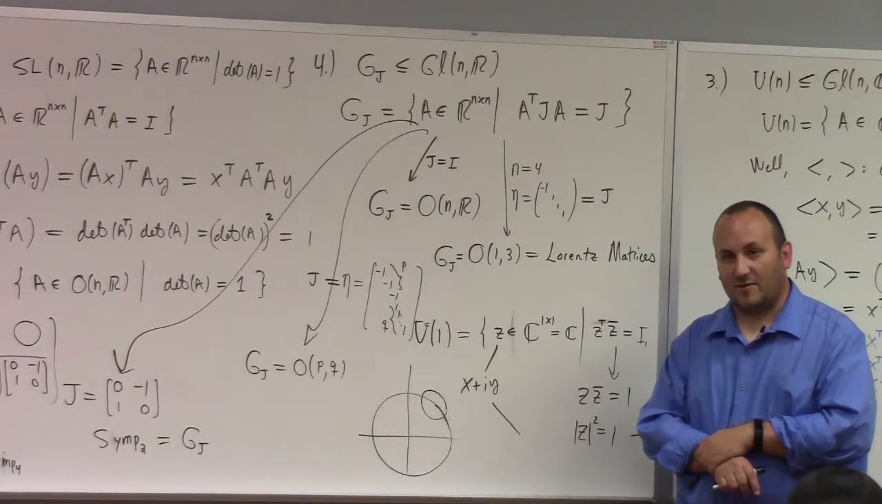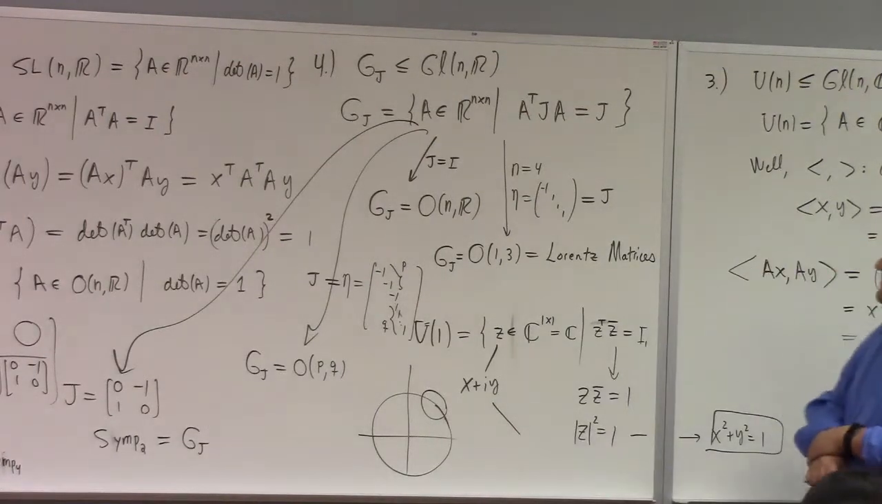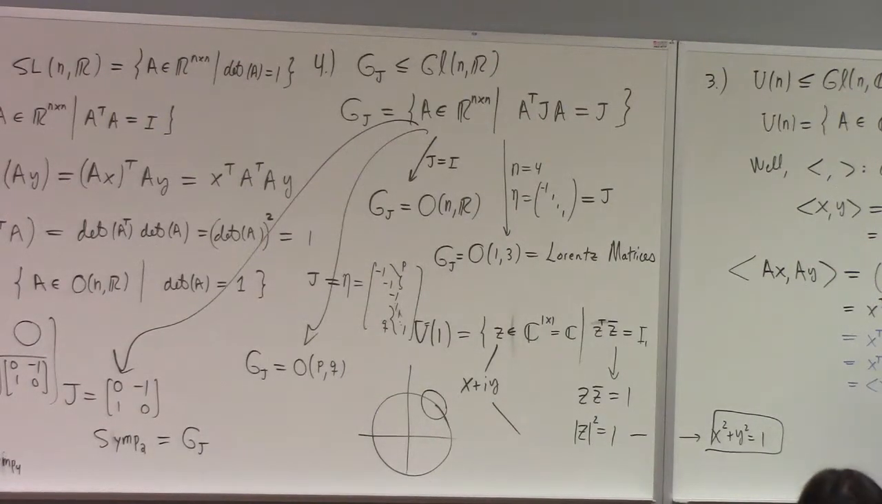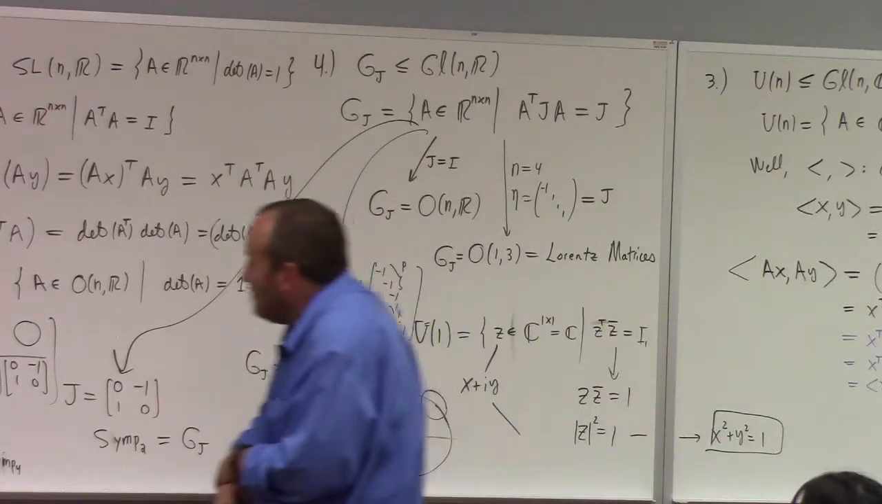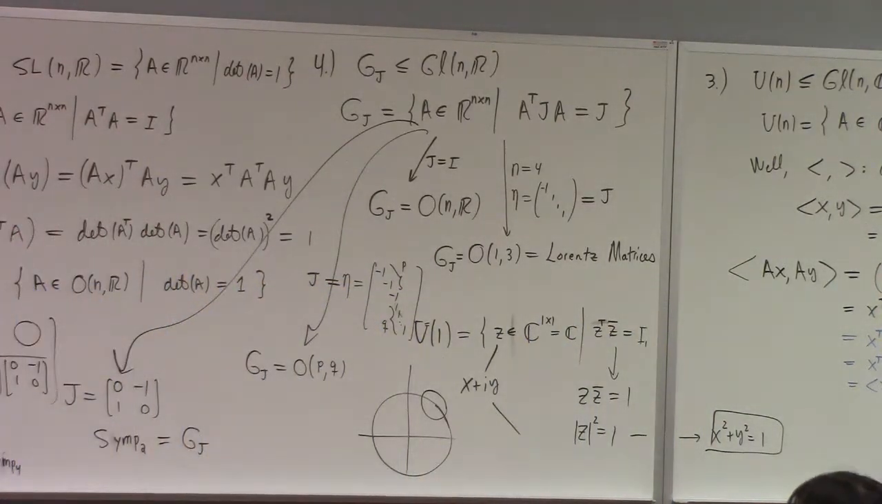Let me ask a harder question. What's the dimension as a space of some of these other matrix groups? How big are they in terms of their dimension? How would you figure out what the dimension of, say, let's pick out something relatively simple, how about GL2?